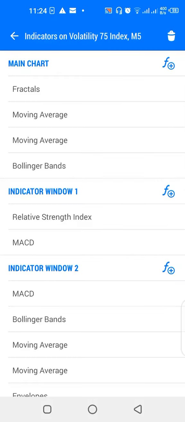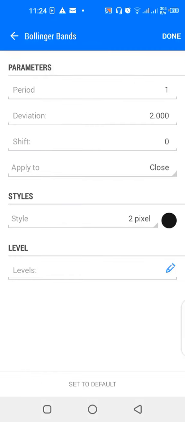Then I have Bollinger Bands. The period is 1, deviation is 2, shift is 0, apply to close, color is black.